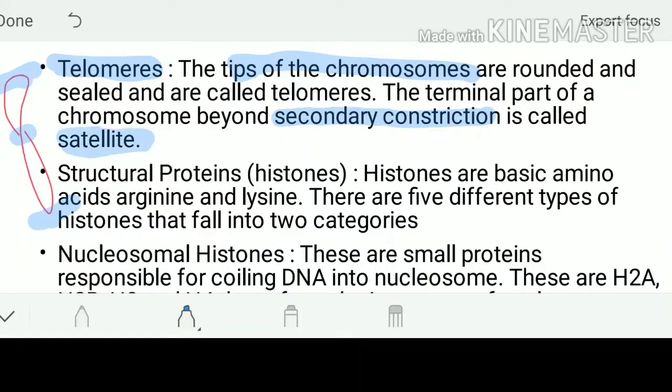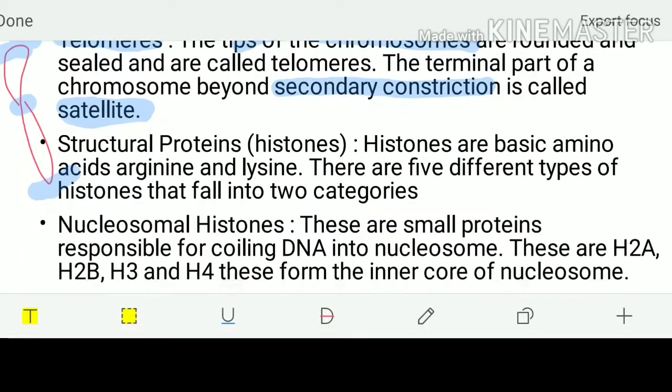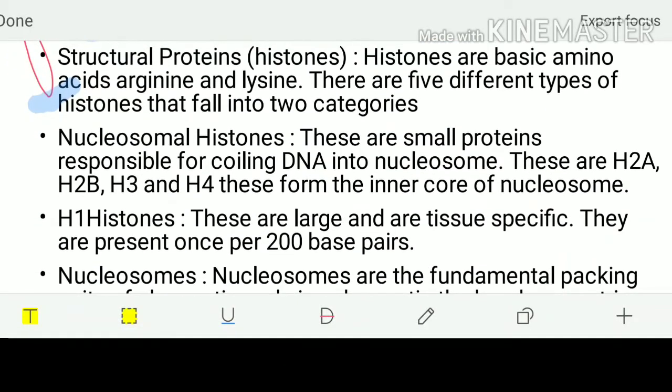Now, one of the most important things I wanted to discuss in today's lecture is the structure of the DNA, like how the chromosomes are packaged. Basically, there are two units of the packaging of the chromosome: the first is structural proteins and the second is the nucleosome.